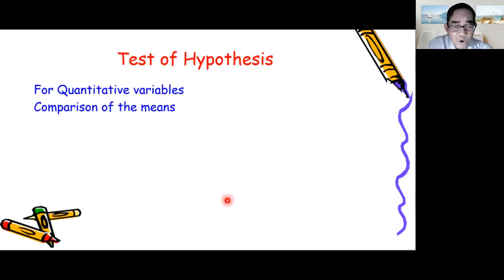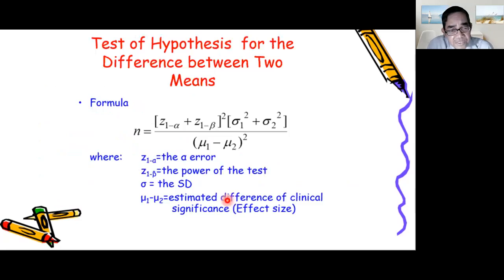Okay, so let's go first to the test of hypothesis for quantitative variables, where we compare means. So the first is the test of hypothesis for the difference between two means. So we compare two means. Again, this is the formula, but I won't bother you with the formula. The power, the alpha error, I should say, the power of the test. This one is the standard deviation, sigma, and then the mean difference or the effect size. The effect size is actually the estimated mean difference that is of clinical significance.